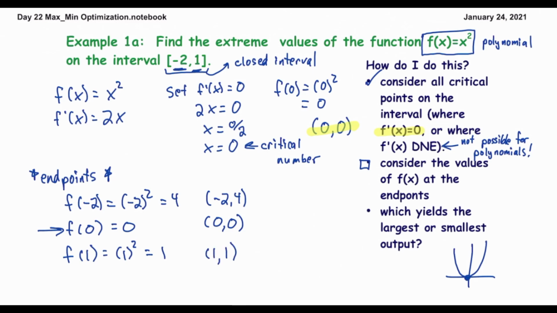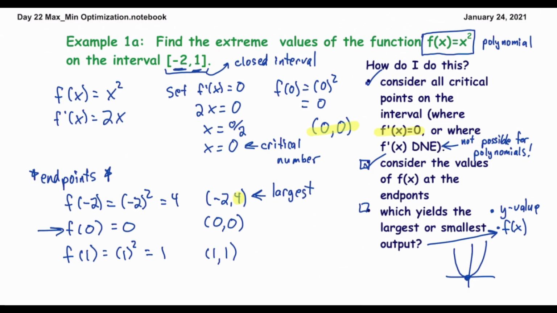So these are the 3 points I'm considering within my interval: my endpoints and my critical point, where I have a turning point occurring. So this part is done, and now we need to consider which yields the largest or smallest output. Remember, with my function machine, I put my x value in and my y value, or my f of x value, is my output. So in other words, which of these points has the highest y value? I compare my y values here, 4, 0, and 1, and obviously 4 is my highest y value. That means that this is going to be my largest value.